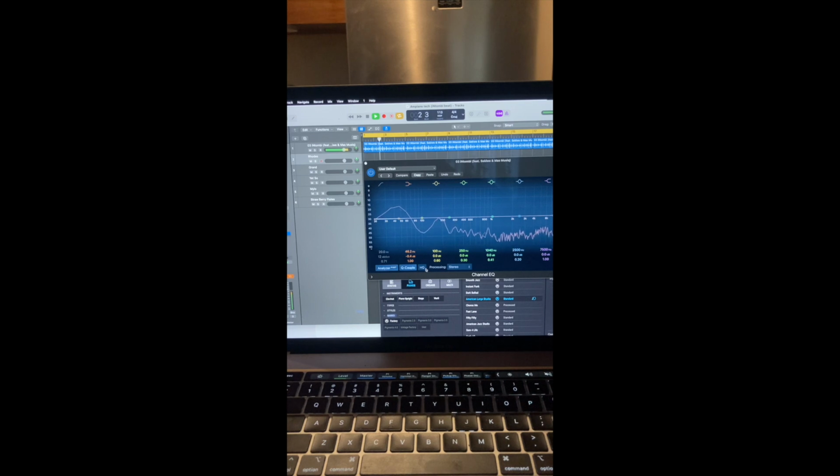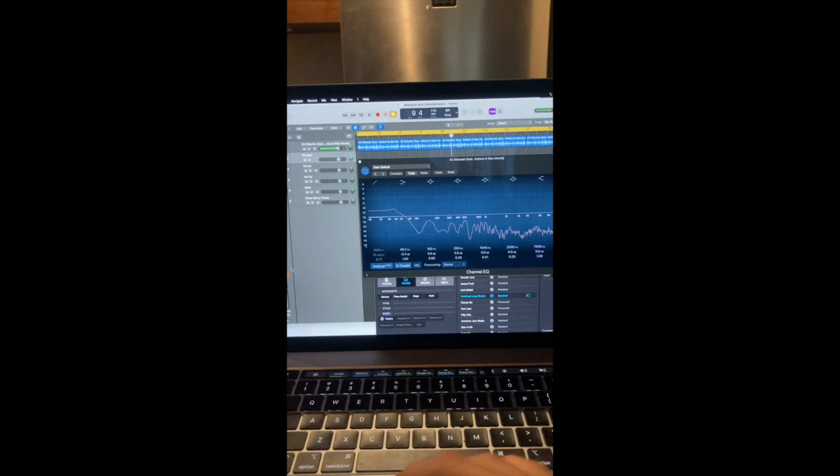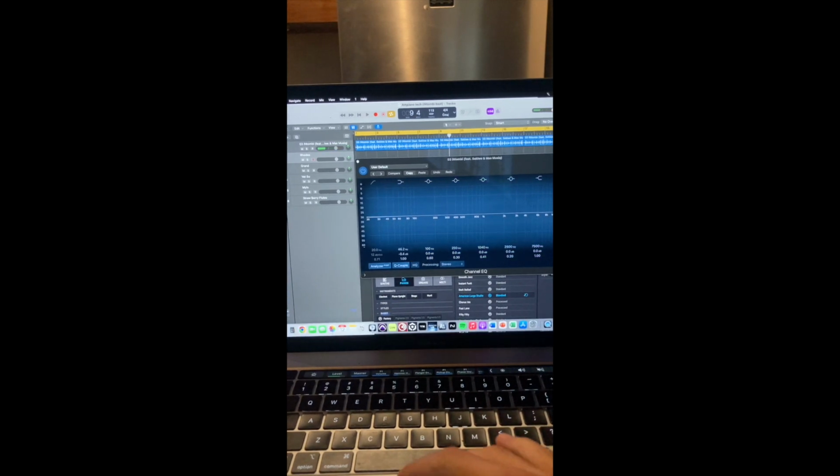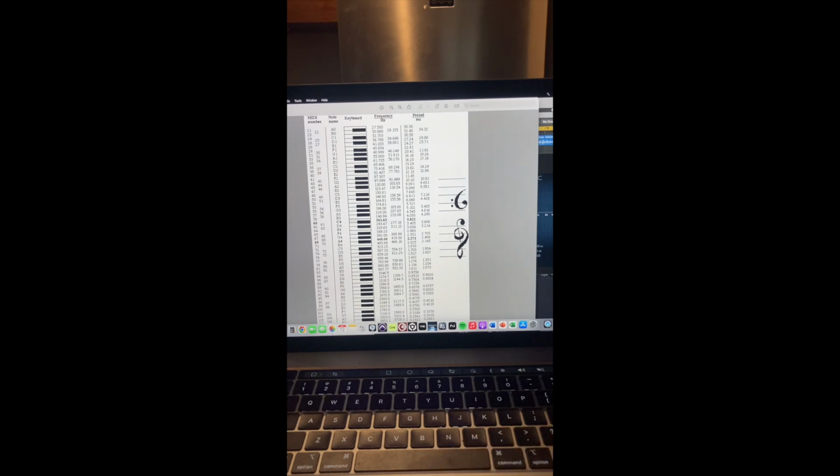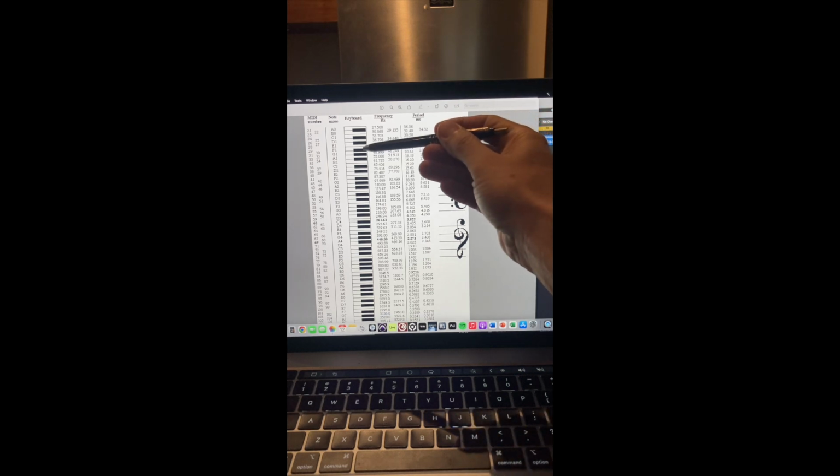So this is Kabza's drum track. I looped 2 bars. If you notice here, its kick's parabola is at 46.2. So I went to my graph of the piano and its frequencies, and 46.2 is F sharp, this black key right here.